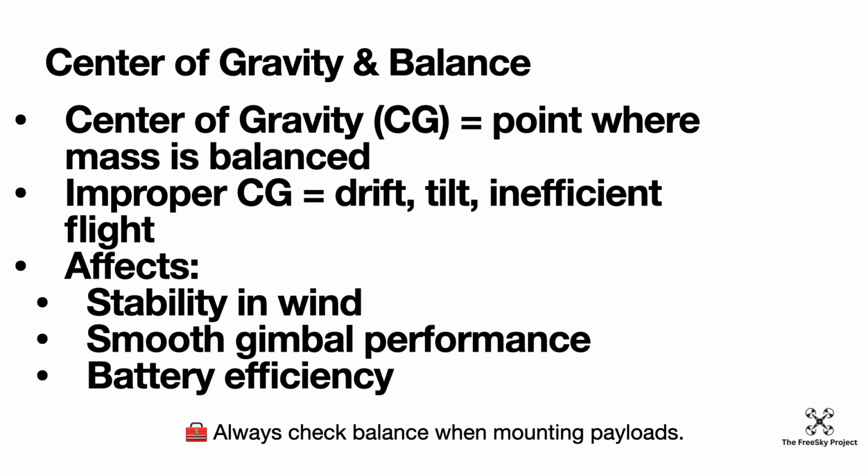The center of gravity, or CG, is where the drone's mass is perfectly balanced. If the CG is off, you might see the drone drifting, tilting, or losing efficiency. A balanced drone handles wind better, keeps the gimbal steady, and saves battery life. Always double-check CG, especially when you're mounting a camera or payload.